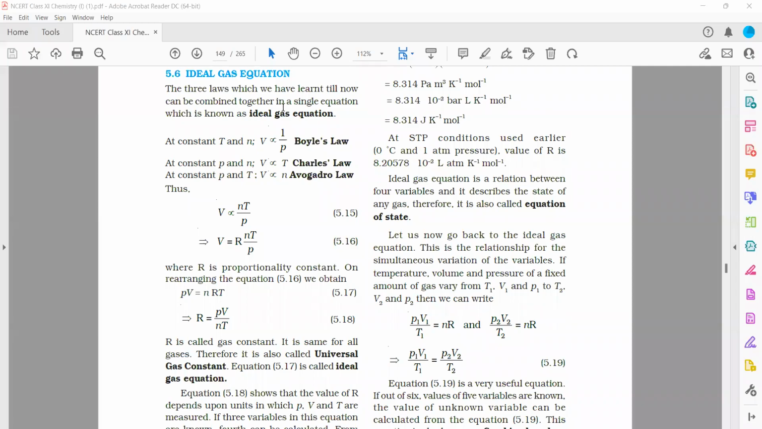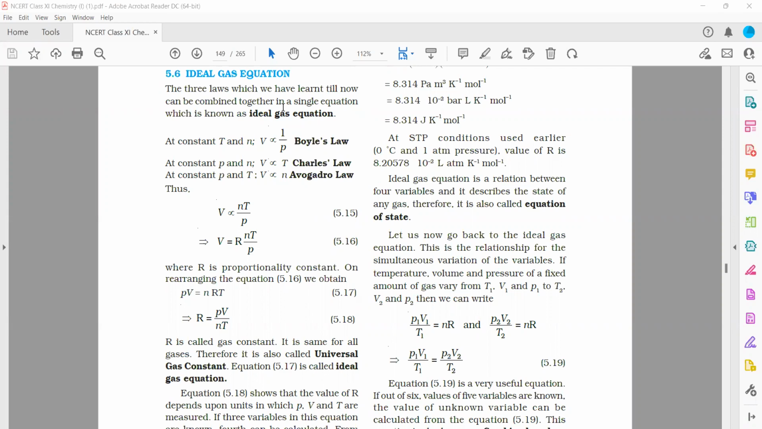So let us now start this lecture with the ideal gas equation. Before this, whatever laws we studied about the various gas laws, that was Boyle's law, Charles' law, Gay-Lussac's law, and the last one was Avogadro's law. All the laws that we studied were for ideal gas, right?